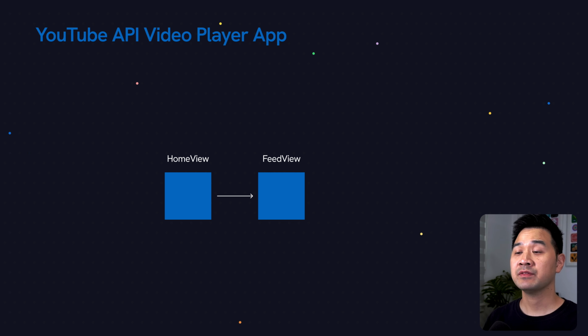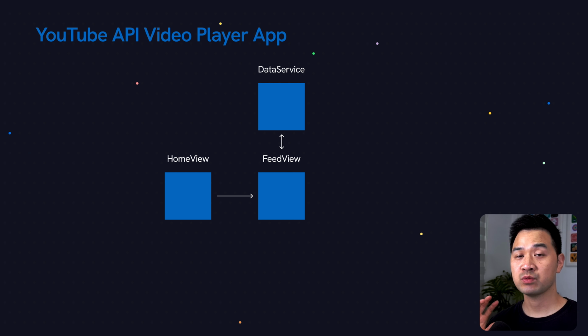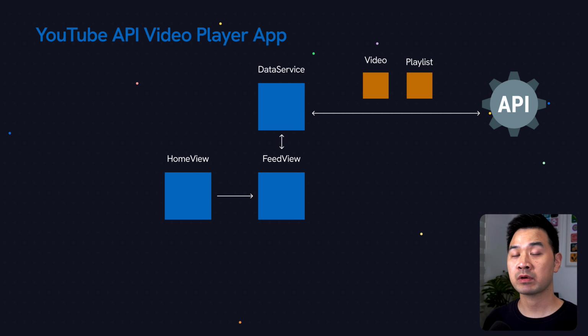Now let's talk about how the feed view is going to get the data. We're going to create a separate component, let's call that the data service, that is going to be responsible for all of the code that interacts with the YouTube Data API. The reason for this is so that we can keep it all in one place, and it'll be easier to maintain and also to troubleshoot and debug. So when the feed view loads, it's going to ask the data service for the list of videos to display. And then the data service itself is going to be sending that network request to the YouTube Data API.